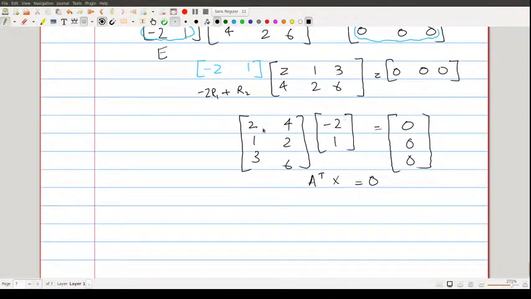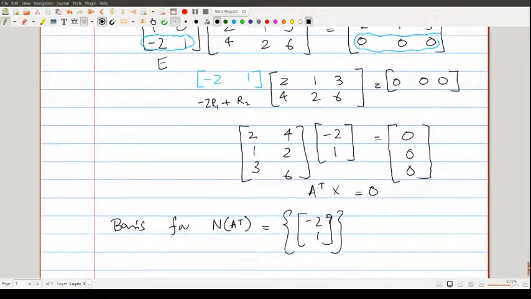So let's check it out. 2 times minus 2, minus 4, plus 4 gives me 0. Minus 2 plus 2 gives me 0. Minus 6 plus 6 gives me 0. So I have a basis now. I have a basis for the null space of A transpose, which just contains this minus 2, 1. Okay.